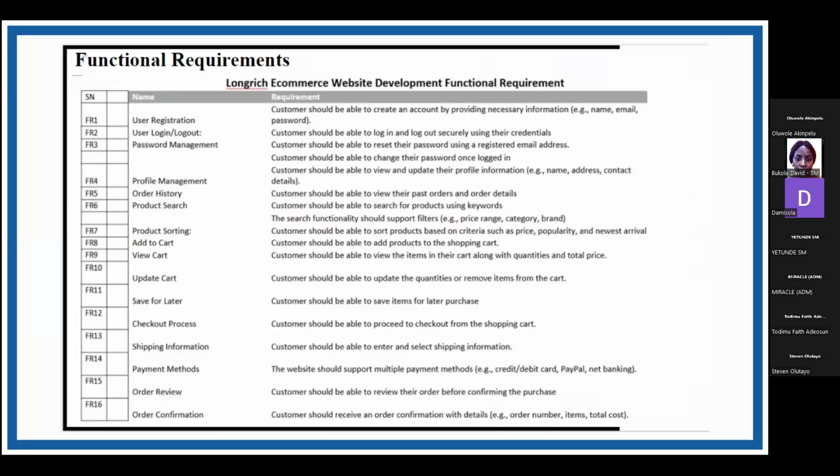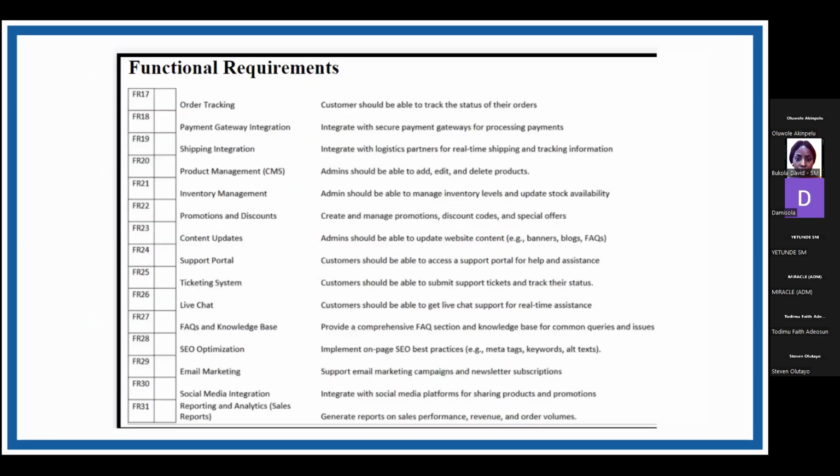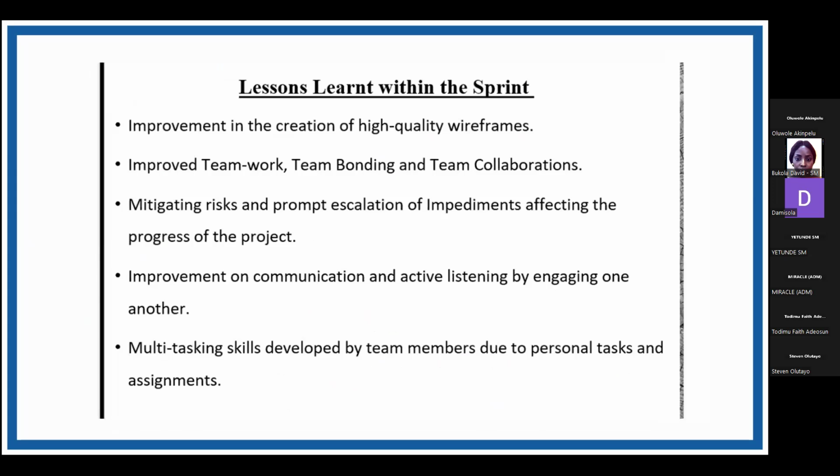Next slide. This is our functional requirement, and we focus basically on the payment method, which supports multiple payment sites. Next slide. This is also showing the payment gateway integration within the project. Thank you. Next slide. These are the lessons learned within the sprint.